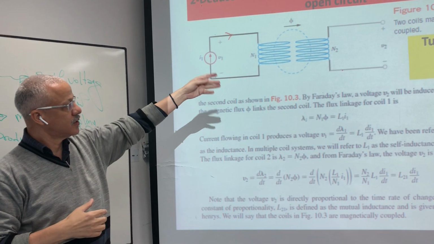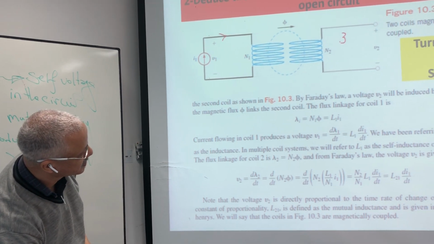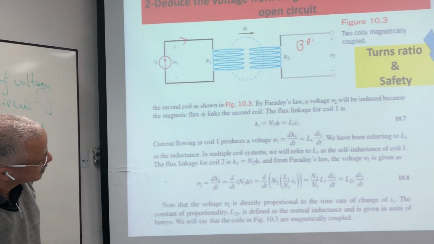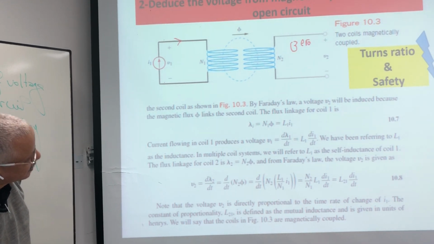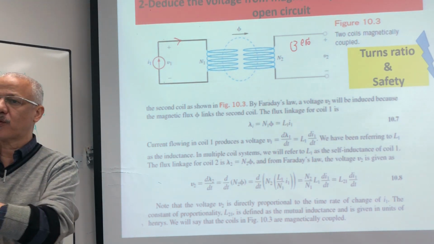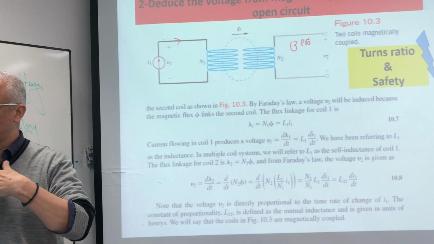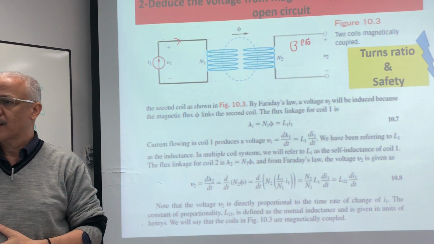But here there is no load, so the current here is 0. This is an open circuit, so we will deduce the voltage. Do you expect to use lambda equal Li or lambda equal N phi? N phi. So if there is magnetic coupling, we will use lambda equal N phi.